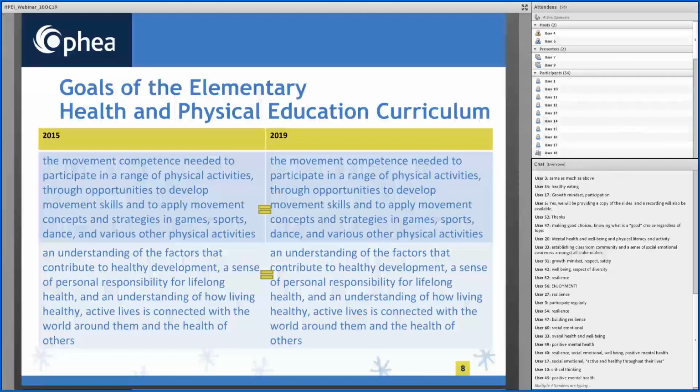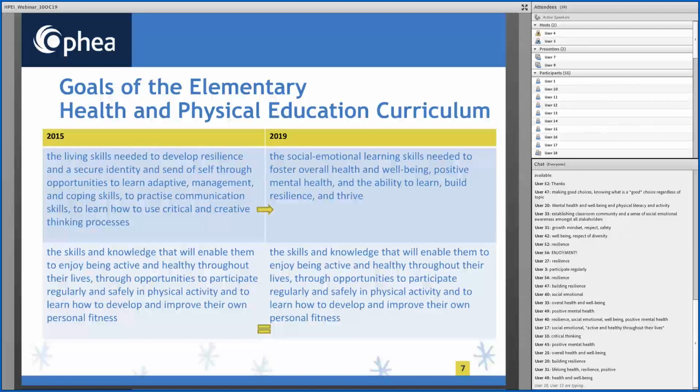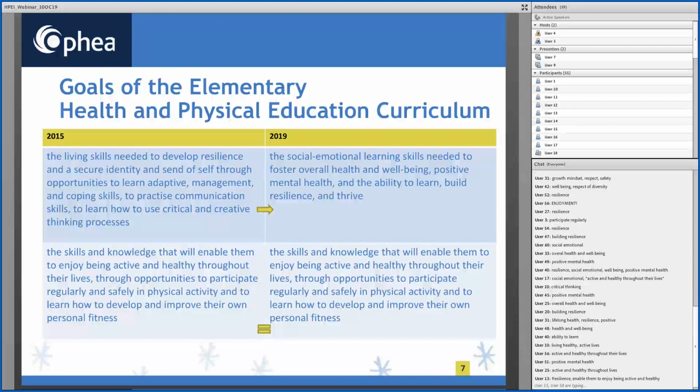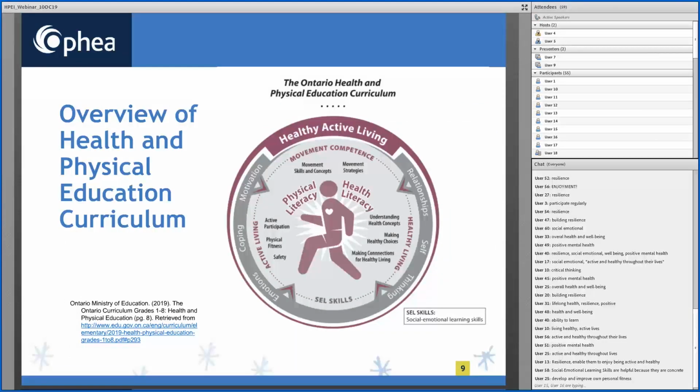Social, emotional, active, and healthy throughout their lives, resilience, social, emotional, well-being, positive mental health, critical thinking, building resilience, lifelong health, positive health and well-being, active and healthy throughout their lives. Thanks, Andrea. Resilience, enable them to enjoy being active and healthy. Thanks, Victoria. Okay, so we're just going to move on to the overview.